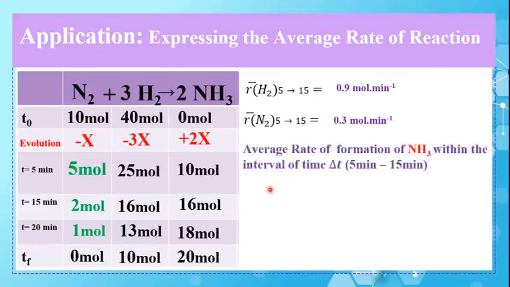Now, let's determine the average rate of formation of NH3 within the interval of time 5:15 minutes. Please take 2 minutes and solve this part.